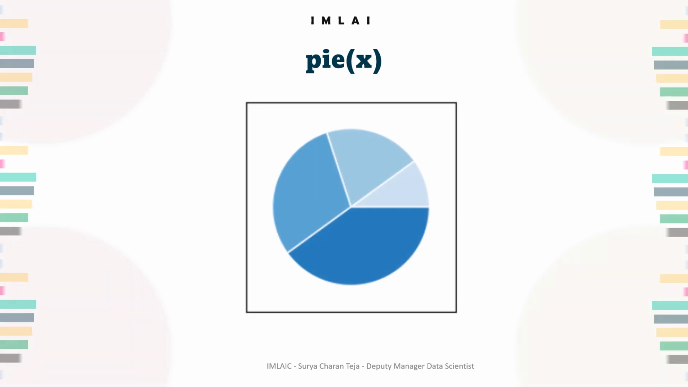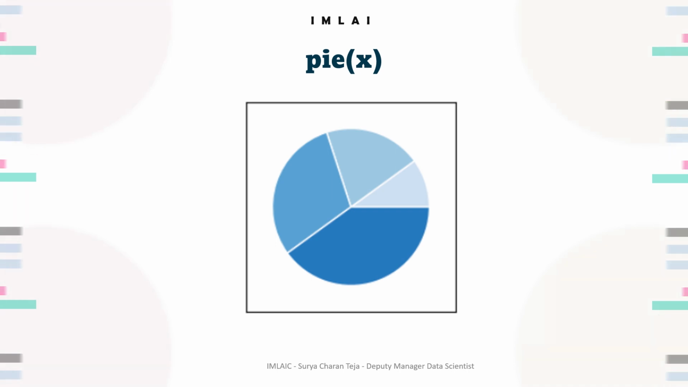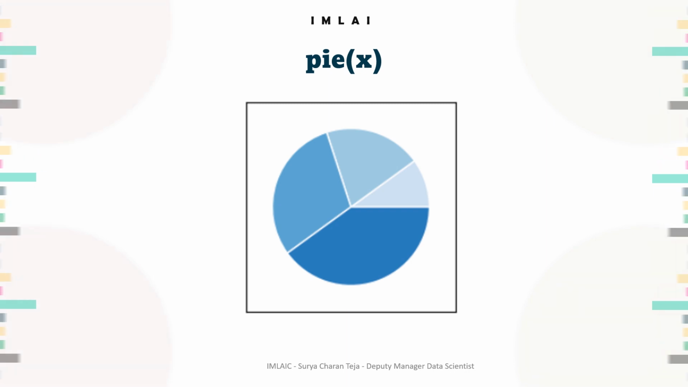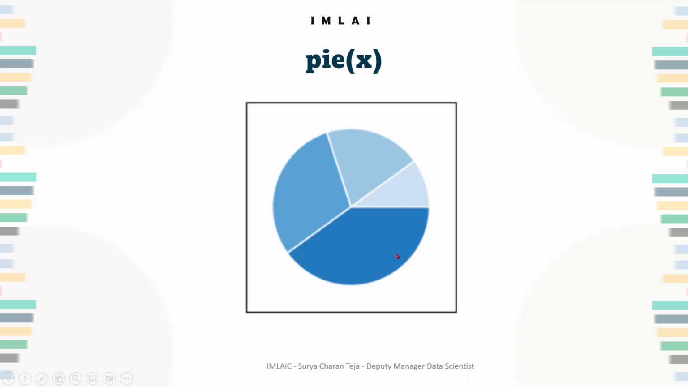The Matplotlib API has a pie method that generates a pie diagram representing data in an array. The fractional area of each wedge is given by x divided by sum of x. If sum of x is less than 1, then the values of x give the fractional area directly and the array will not be normalized. The resulting pie will have an empty wedge of size 1 minus sum of x.